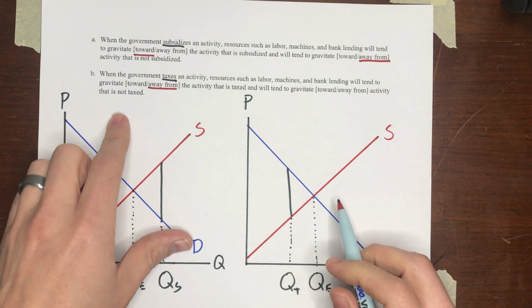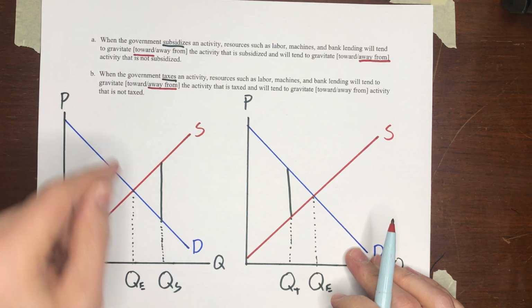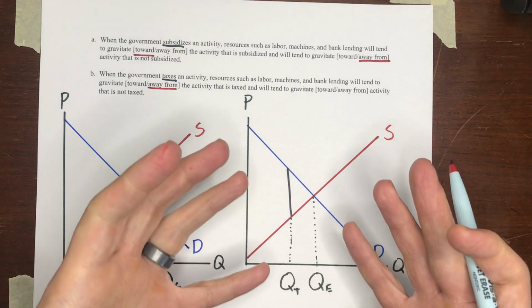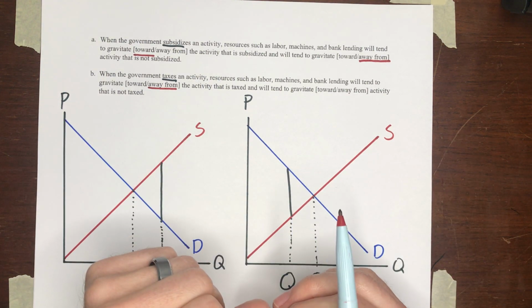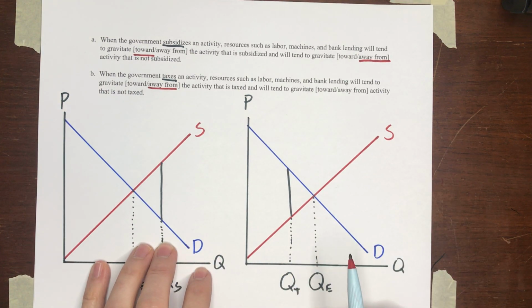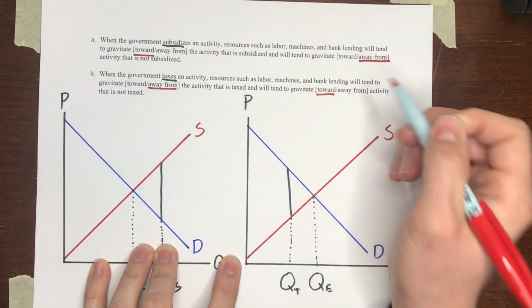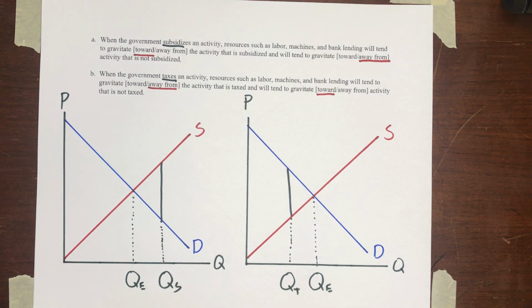Where are they going to go? Well, again, just like you don't magically create resources by subsidizing a market, you don't magically make those resources all disappear when you tax a market. Those workers are going to want to go somewhere else, get jobs in another market. Banks are going to want to lend in other markets and so on. And so they will gravitate toward activity that is not being taxed. So that's the answer to problem 1 of Facts and Tools.